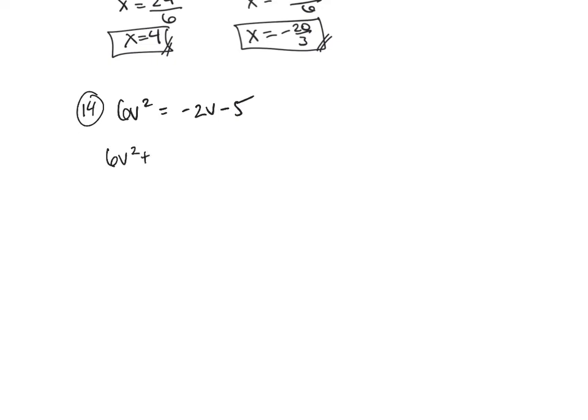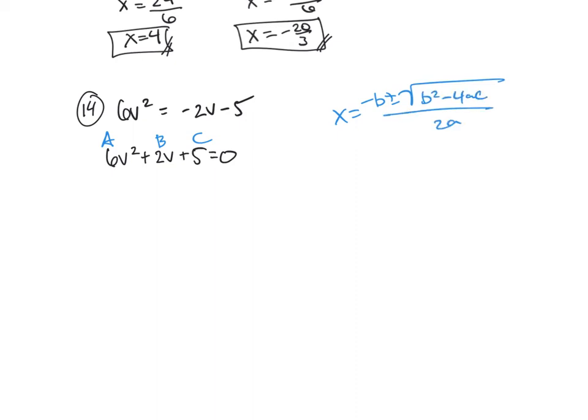So I have 6v squared plus 2v. I'm also going to add 5 to both sides. So I'm kind of just changing those signs. But now we're going to have our a, our b, and our c, and I'll rewrite the quadratic formula real quick: negative b plus or minus the square root of b squared minus 4ac over 2a. Just rewriting that really quick so we have that in front of us.